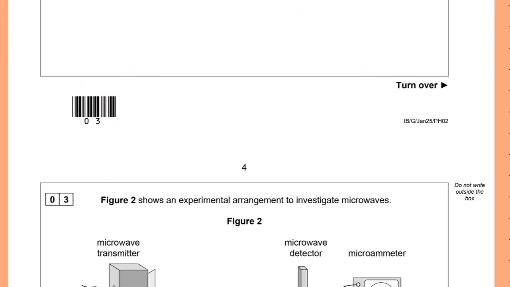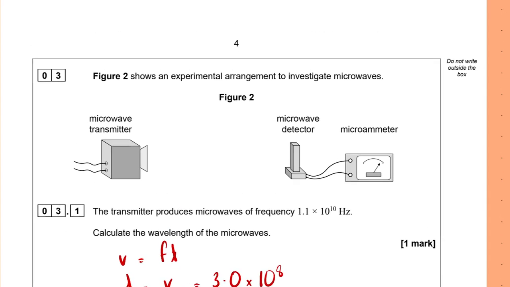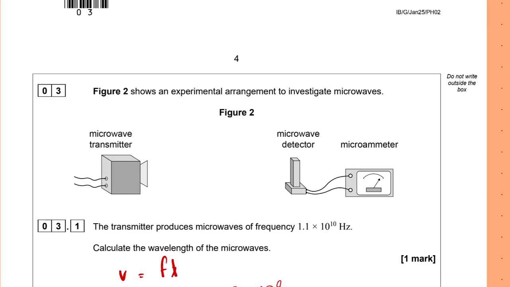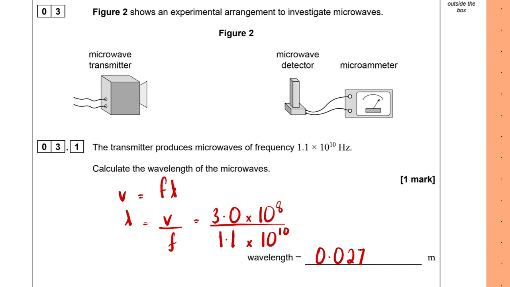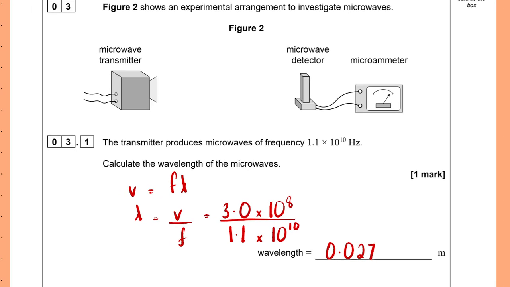Let's move on. Question number 3. So this figure shows an experimental arrangement to investigate microwaves. The transmitter produces microwaves of this frequency. I have to find the wavelength. Very straightforward. I know that it's part of the EM spectrum, so it has the speed of light, and I just calculate the wavelength.